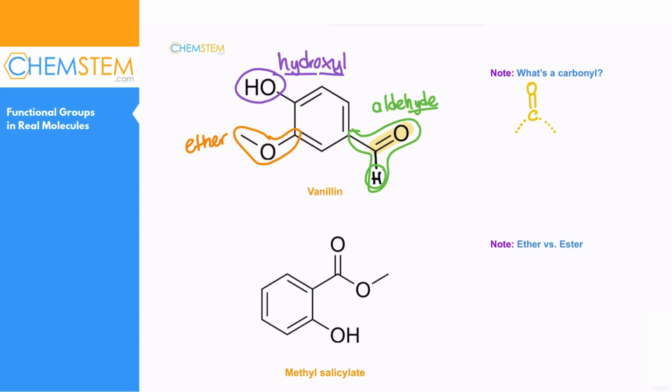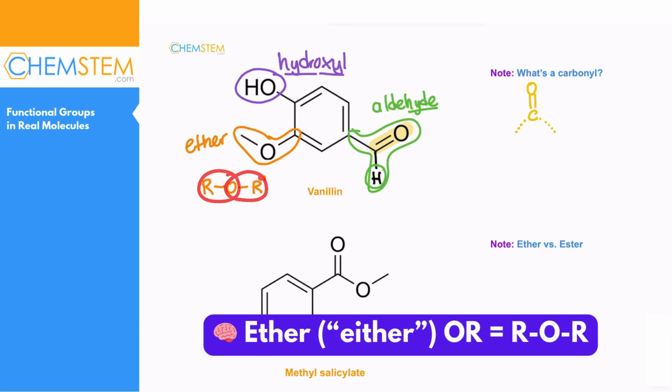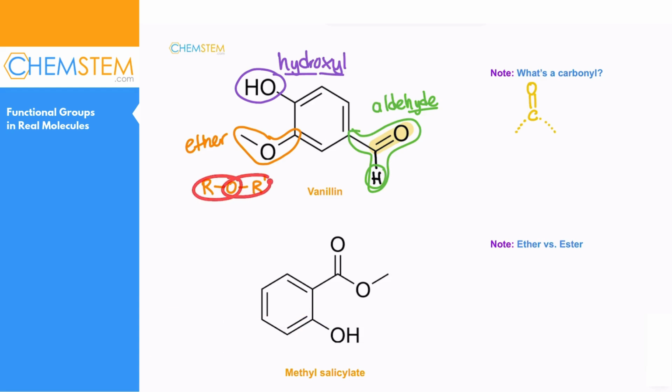So you could think of it this way. The generic formula for an ether is ROR, where R is just carbon stuff. So think of it this way: either or. That's how I remember it. Either or, you can go this way, or you can go this way. If you look at the generic formula for an ether, it spells "or" in both directions. How cool is that? Either or, this way or this way.